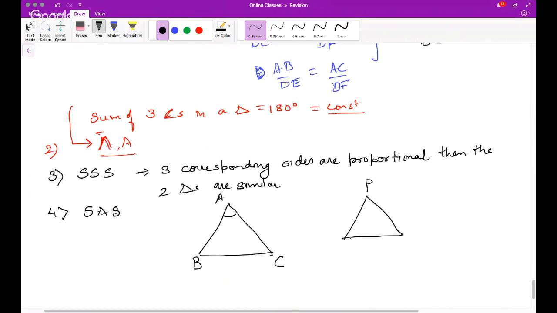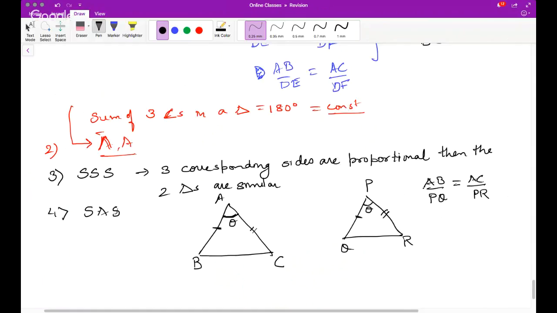Let's say PQR is another triangle, and let's say AB by PQ is equal to AC by PR. Let's say this is given, and this angle is the included angle. So please make sure that the angle theta is the included angle between the two sides. Only then you can use this similarity property. Otherwise, you cannot.